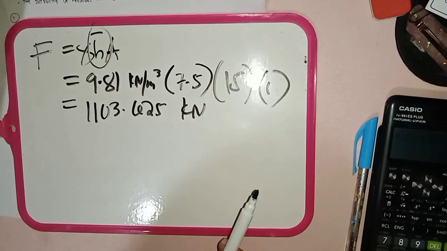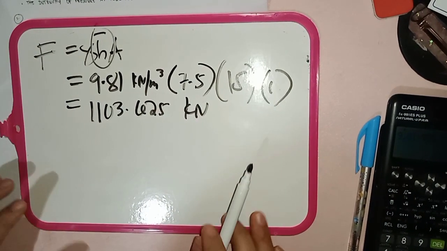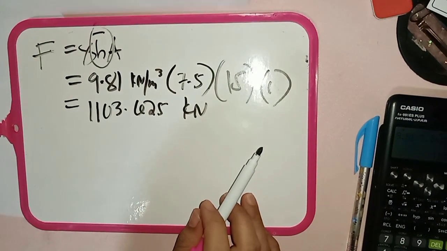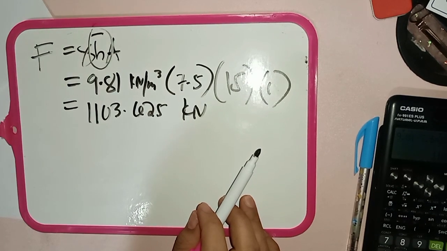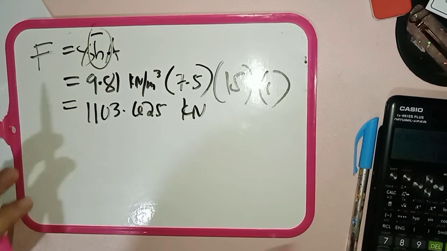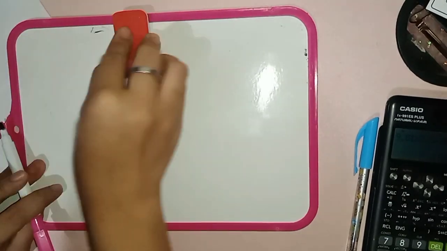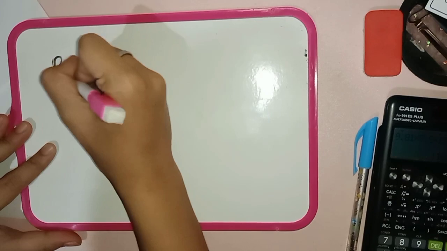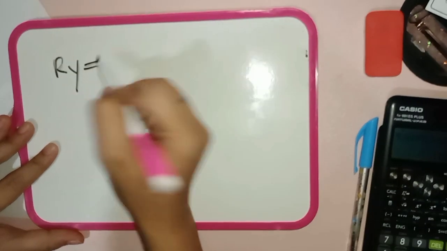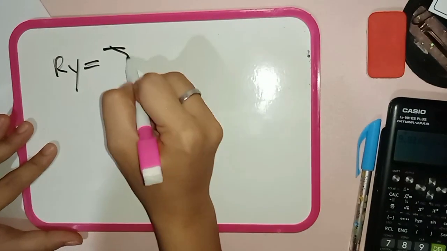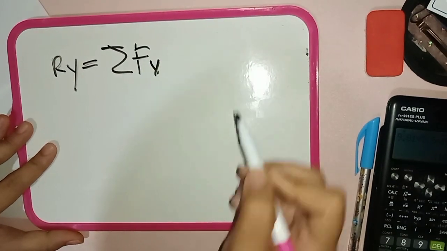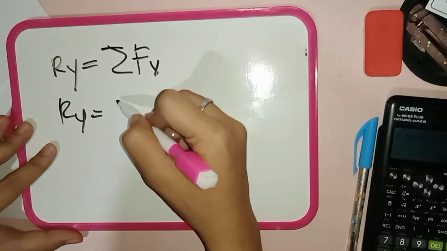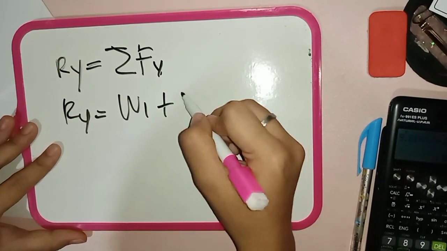Next, we are going to solve for the reactions acting, vertical and horizontal. Again, let us start with the vertical reaction, which is Ry. The formula for Ry is just the summation of all vertical forces. So our Ry will be weight 1 plus weight 2.